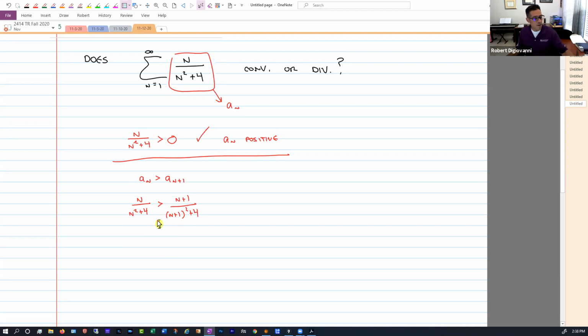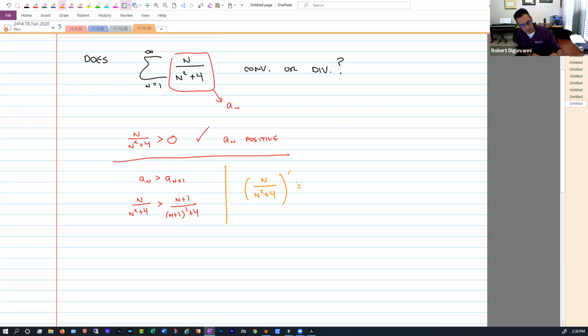I don't feel like showing that. I'm actually going to show you a different way of doing this, and I think you might like this. In Cal 1, how did we show something was decreasing? How do you know that a function's decreasing? The derivative is negative. So I want you to look at this n over n squared plus 4 as a function. I know it's a sequence, but I want you to take its derivative.